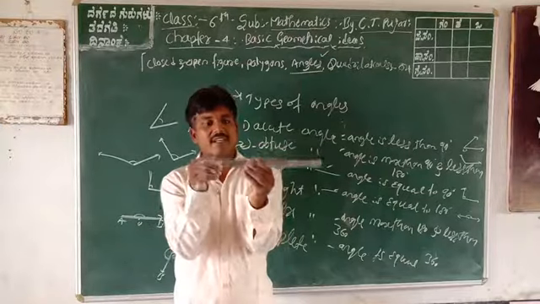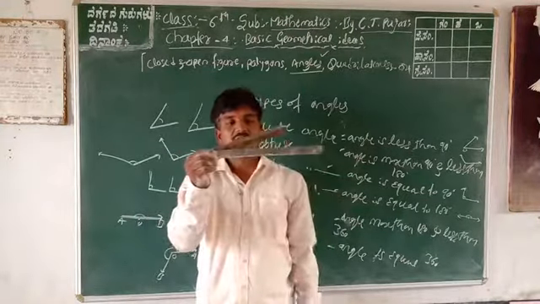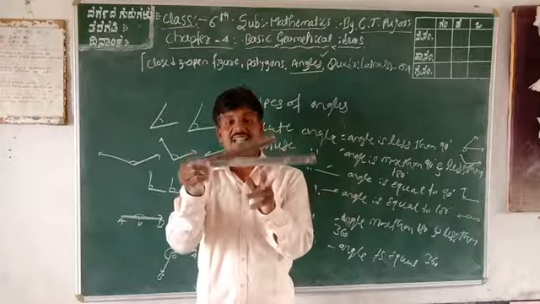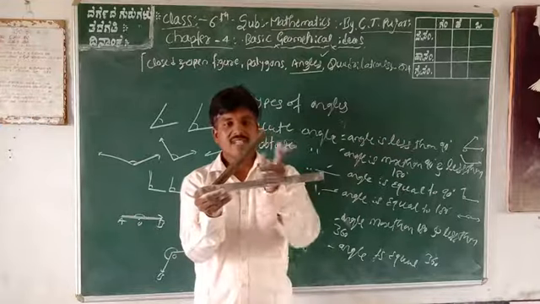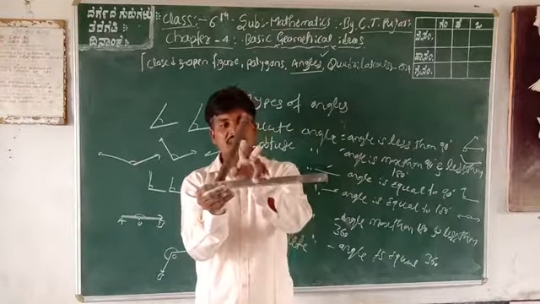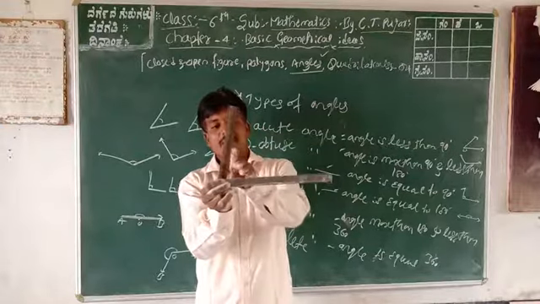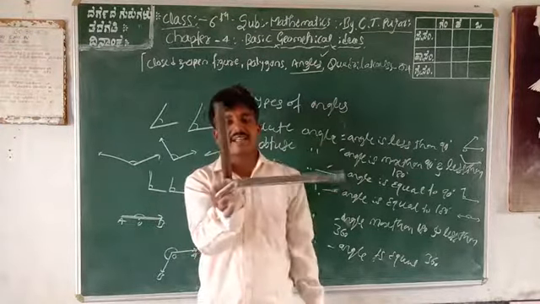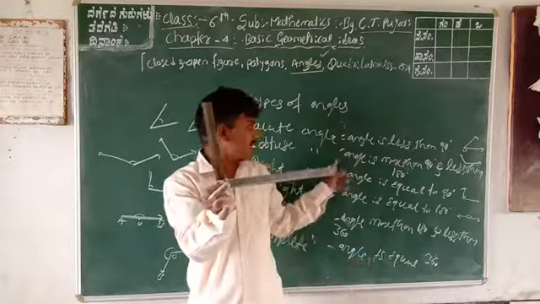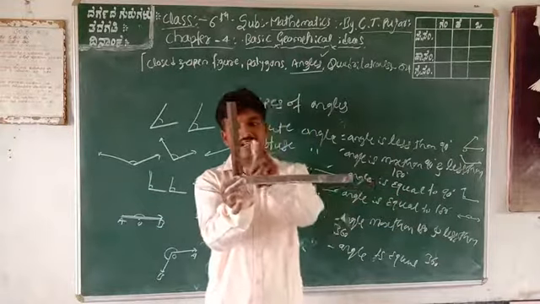Zero angle. Next, reducing this line, this is an acute angle. Acute angle means less than 90 degrees. This is also an acute angle, less than 90 degrees. This is also acute, but what is 90 degrees? That is a right angle. Right angle is exactly 90 degrees.